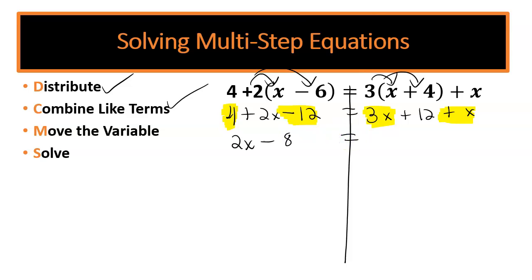Then again, I like to keep my x's first. So 3x plus x, meaning 3x plus 1x, is 4x. And bring down your positive 12.